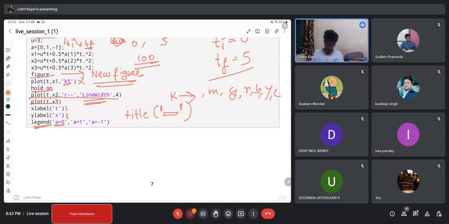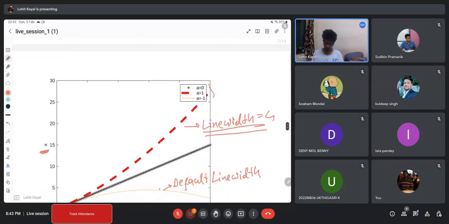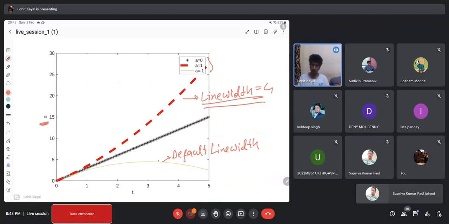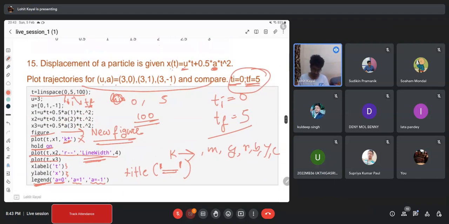And legend. Okay, one is a equal to 0, comma, a equal to 1. Each of them has appeared inside the quotation, and here you can see. This is for a equal to 0, this red, this is for a equal to 1, and here this yellow line, this is for a equal to -1. All right, so I hope this is clear.